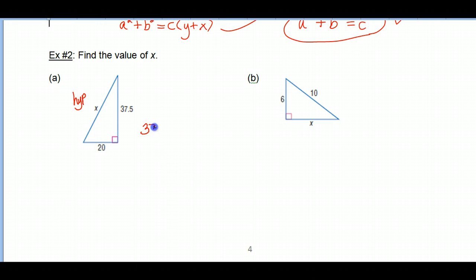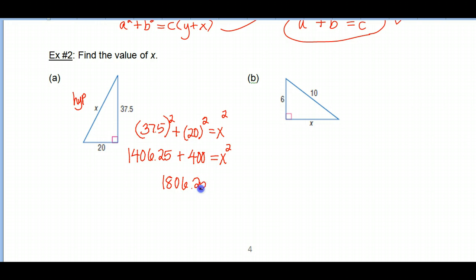So we have 37.5 squared plus 20 squared equals X squared. It is 1,406.25. Is it? It's 1,406.25. People are saying 1406. Oh, you said 14. No, 37.5 squared is 1406. So X is 42.5.